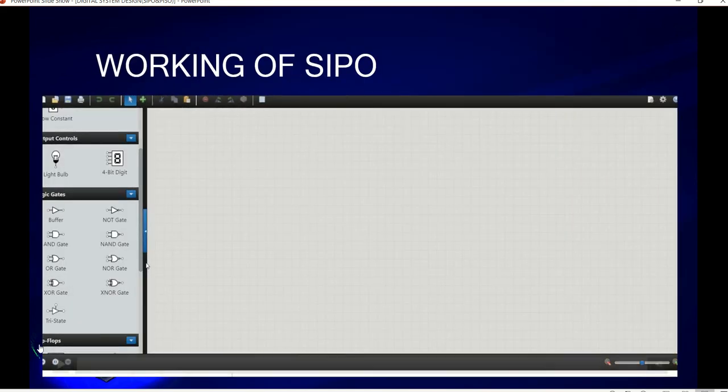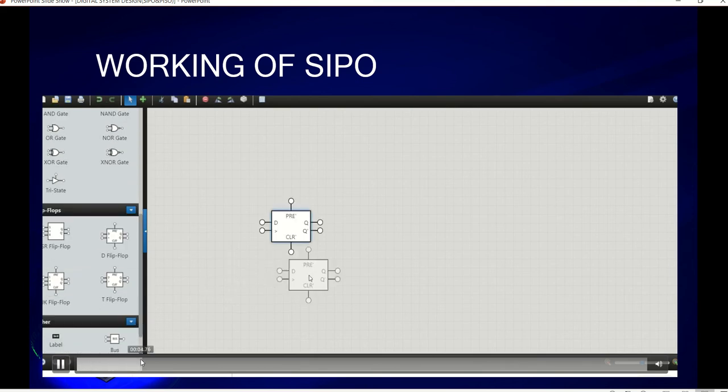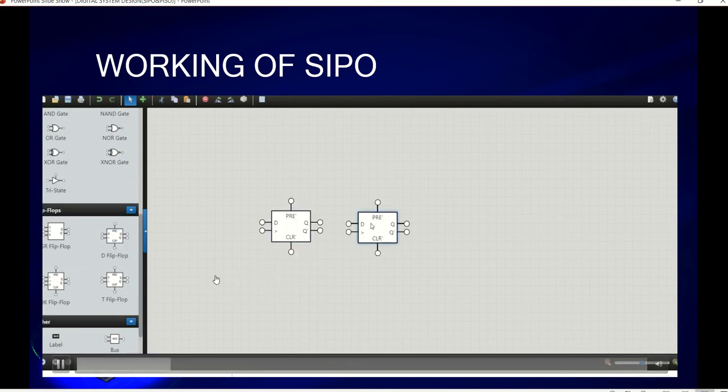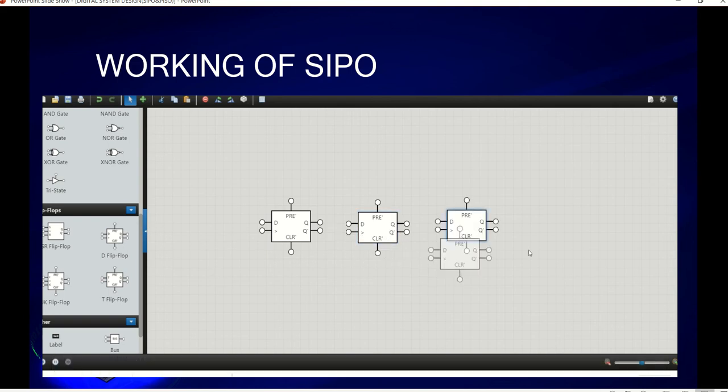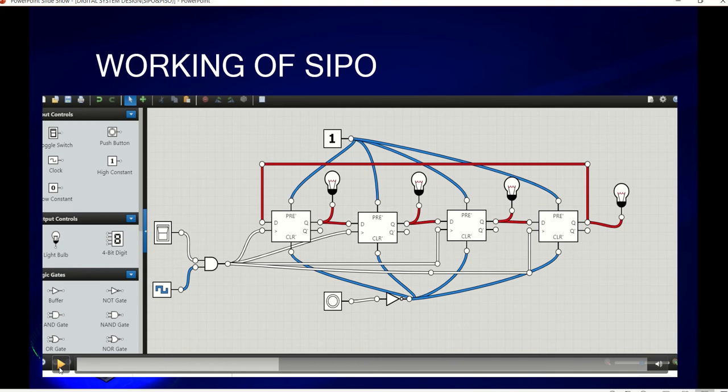Let's see the working of serial in, parallel out. We'll be requiring 4 D flip-flops. Third one and the fourth one. And now one toggle switch and clock pulses is connected to AND gates and they are the inputs of the AND gate, and the output of AND gate is connected to the clock pulse pin of each and every D flip-flop. You can see it here. It is connected to this one and for this one too.